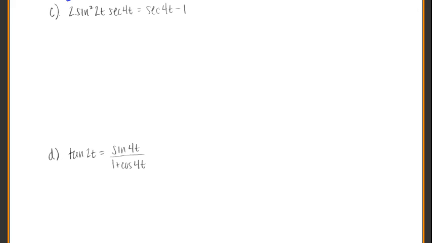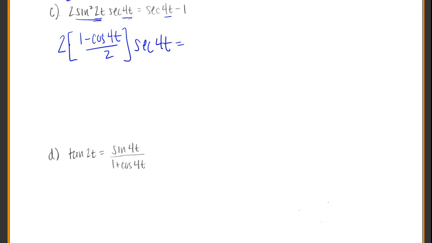We have a secant 4t. I'm going to leave that the way it is because we have a 4t on the right. So let's just work on changing this one right here. So it's 2 times, what would I replace that sine squared 2t with to increase it? Well, it's going to be 1 minus cosine of double 2t, which is 4t, over 2, times secant of 4t.